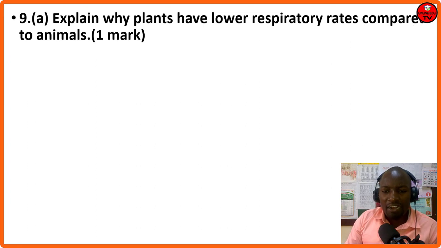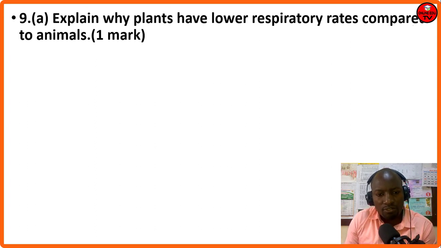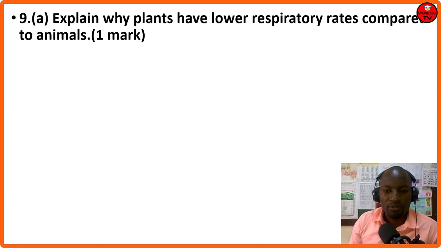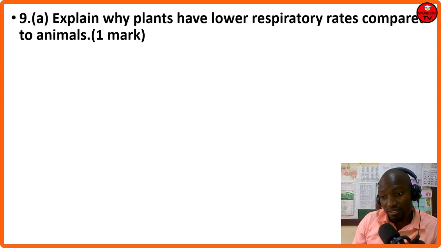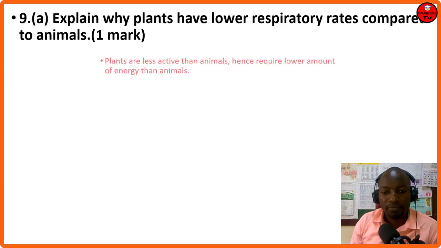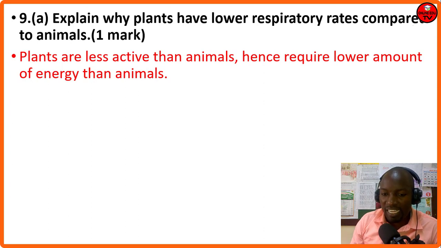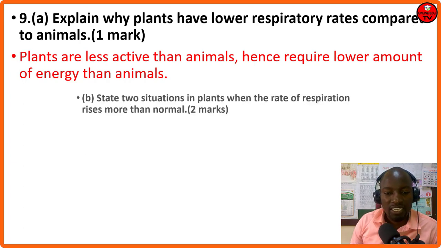Explain why plants have lower respiratory rates compared to animals. Remember, plants also respire, but why do plants have lower respiratory rates compared to animals? Now, plants are less active than animals. We know that. And therefore, if you are less active, then you require a lower amount of energy than animals.